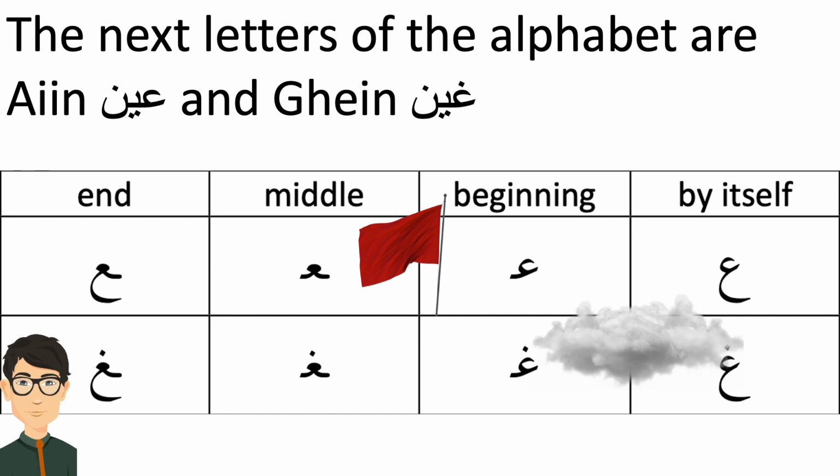Ghain sounds like the combination of GH in English and like the noise when you gargle. It comes from the exact same location in your throat. Ghain, as in ghaima, which means a cloud. They both have the same basic shape. The only difference is that Ain doesn't have a dot and Ghain has one dot on top.